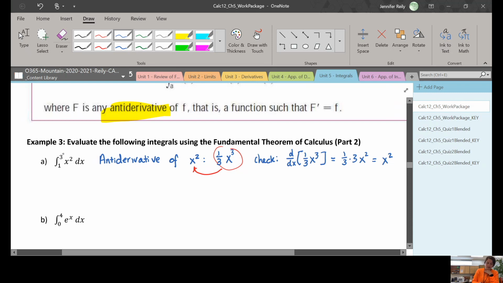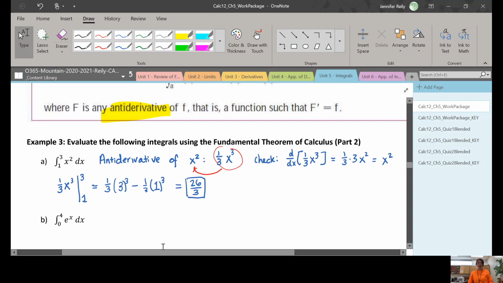And we want to evaluate that at 3 and 1 and subtract them. The way we write that down notation-wise is like this. We write down the antiderivative, and then we write this bar, and we write a 3 and a 1. So what that bar represents is evaluate it at 3 and 1 and subtract. Okay, it's a short way of saying that. So it'd be 1/3 times 3 cubed minus 1/3 times 1 cubed. Okay, and if you calculate that, you get 26 over 3.